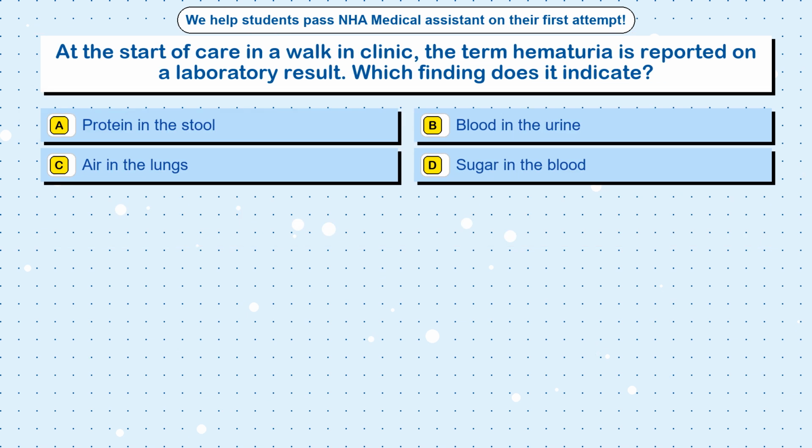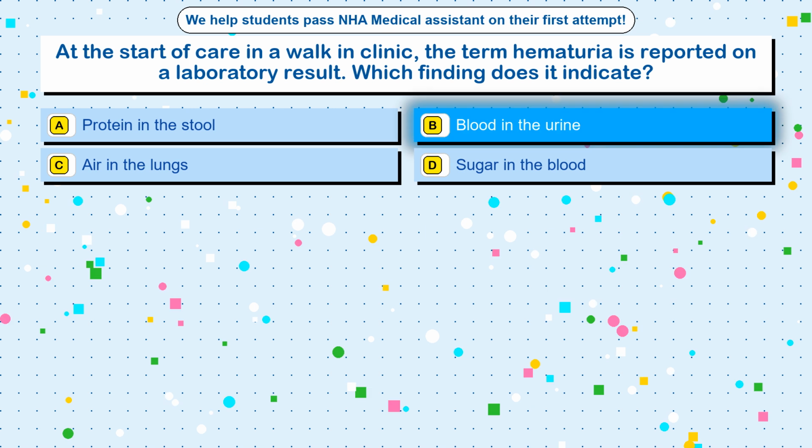Question 25. At the start of care in a walk-in clinic, the term hematuria is reported on a laboratory result. Which finding does it indicate? Option A. Protein in the stool. Option B. Blood in the urine. Option C. Air in the lungs. Option D. Sugar in the blood. The correct answer is option B.